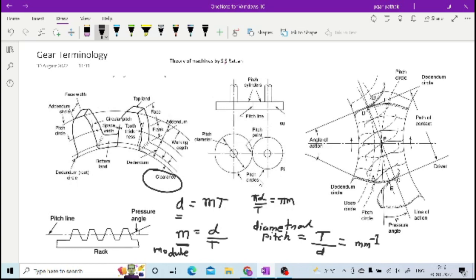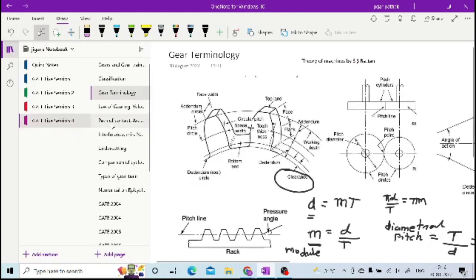While here some of the other important things are mentioned, like path of contact and pressure angle. We will actually derive the path of contact: whenever two gears are in mesh with each other, what is the total distance traveled from when one tooth engages another tooth until it disengages. That distance traveled is the path of contact that we will derive. So this is how you have your different gear terminology.